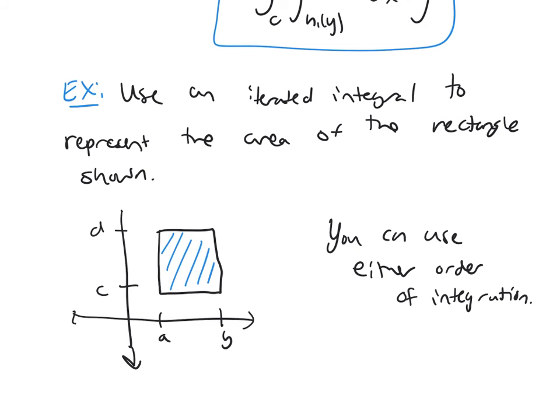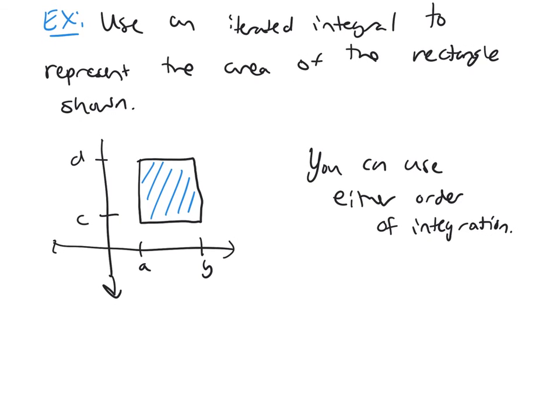You can't always do this, and in fact usually you can't, but here I have a rectangle which is a very nicely shaped figure, so here I can find it as the integral from a to b, the integral from c to d, dy dx, or you could flip it and then have, if you switch the bounds of integration, you would have dx dy.